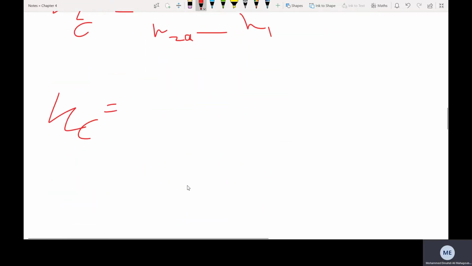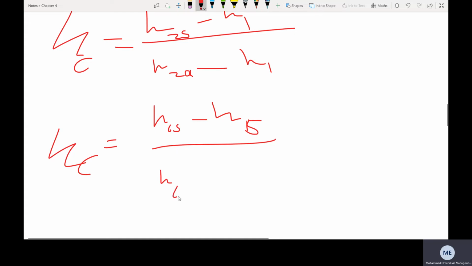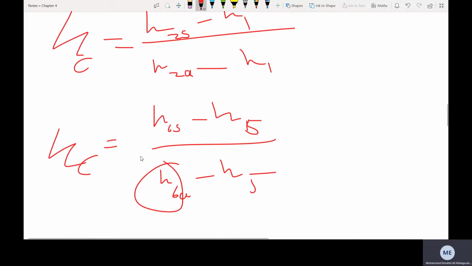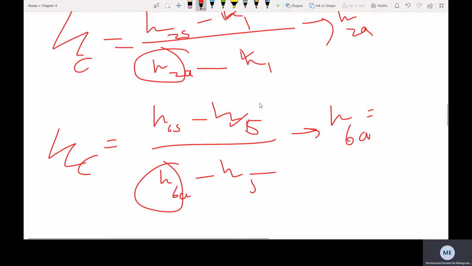And here also the same thing, but now for different values: H6S minus H5 over H6A minus H5. That's going to be it. We're going to find H6A and H2A, and then proceed with them. You know how we got all the values, H1 and H5.